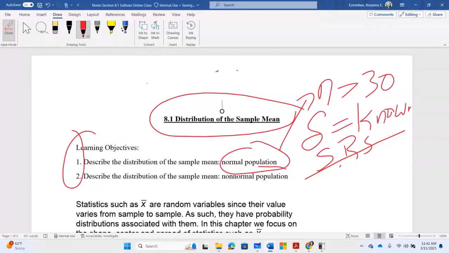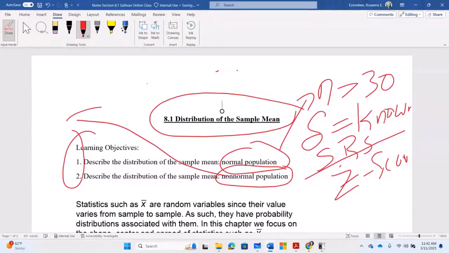If the data comes from a non-normal population, so in this one, by the way, we use the z-value, the z-score, when it is a normal population. When it's a non-normal population, the sample size may actually be less than 30, and the population standard deviation is unknown.